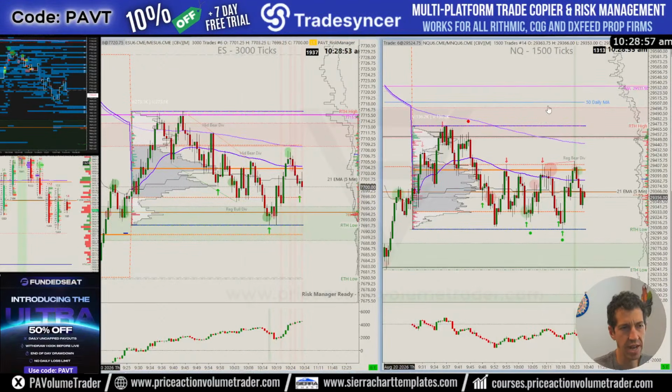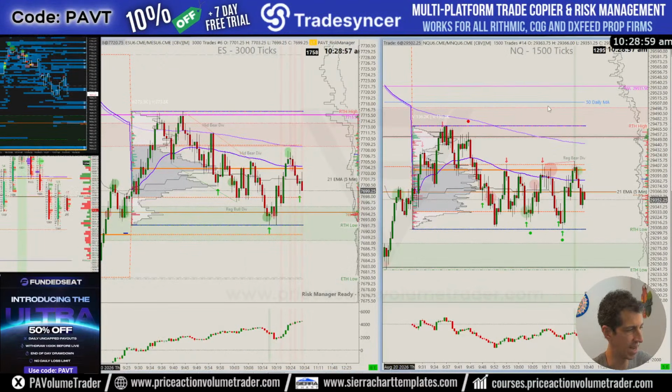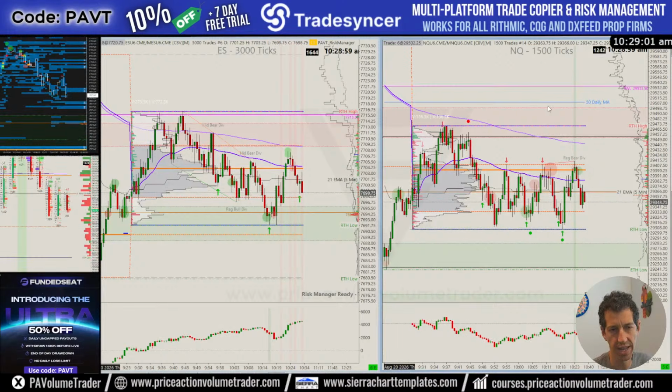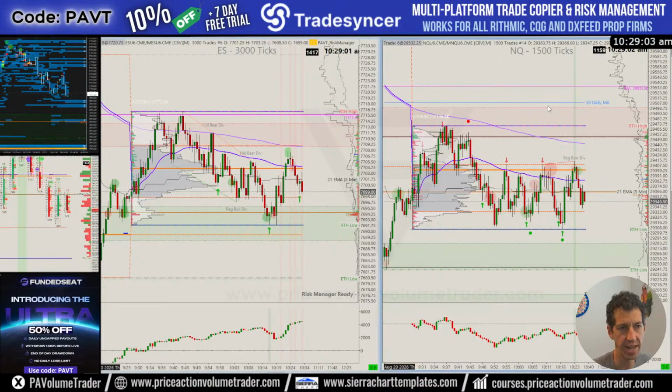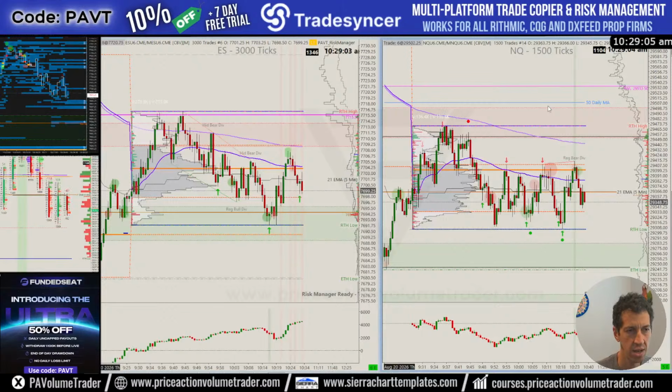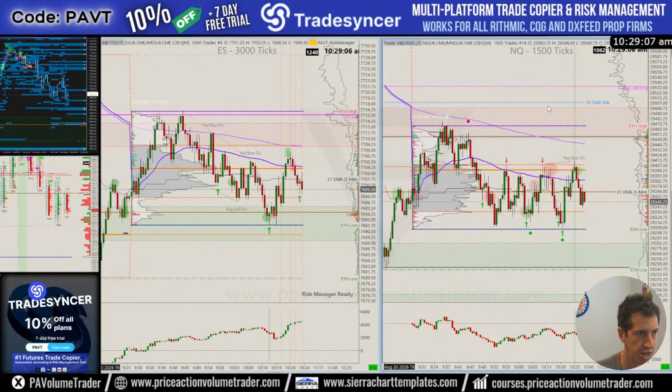Because when I make it available, I want to make sure that it works not just on intraday time frames, but that it can also be used on hourly charts and stuff.